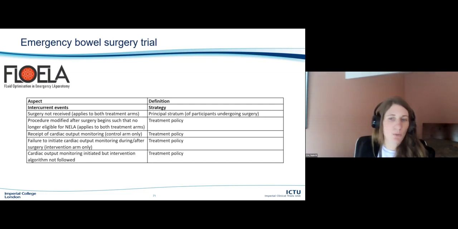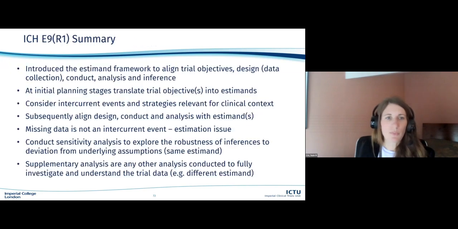Now, hopefully these examples just help to bring the Estimand framework a bit to life and show you how others have formulated their Estimands. Because with clear specification of the Estimands, it's entirely transparent as to the exact treatment effect that they're addressing.